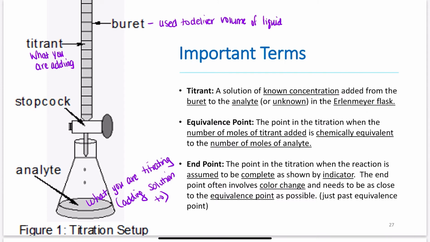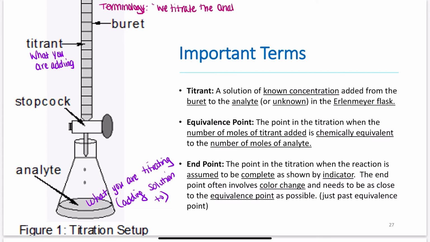Okay, so first, some terminology. We would say we titrate the analyte with titrant. So that's adding the titrant to the analyte. We titrate the analyte with titrant. Equivalence point. What do I mean by chemically equivalent?